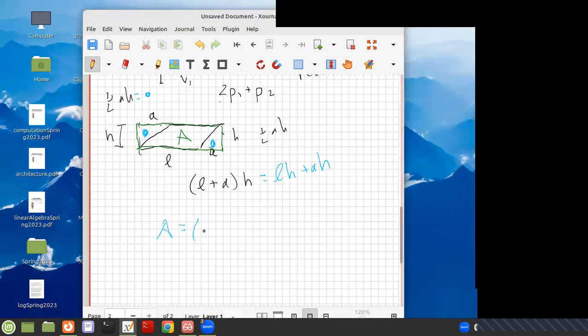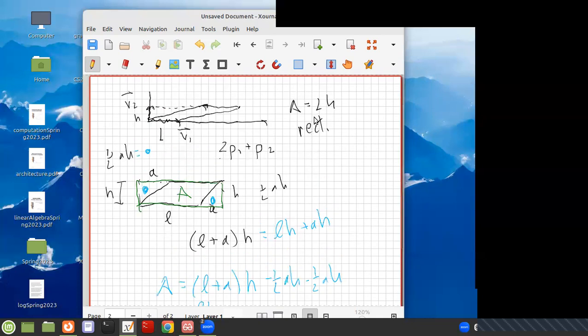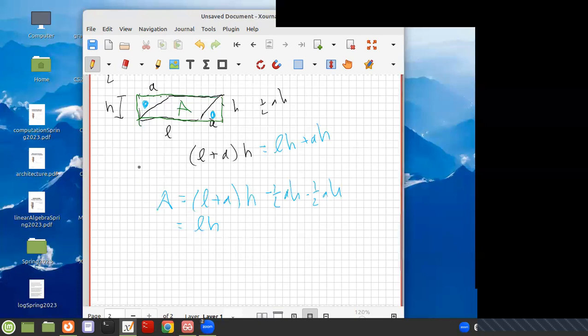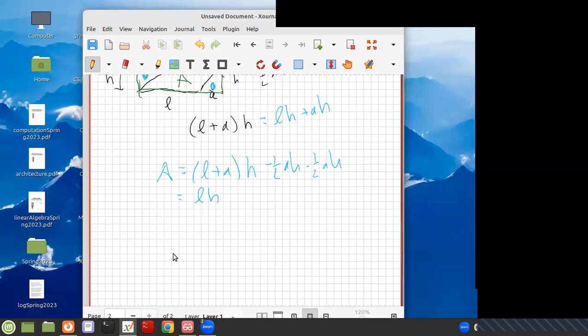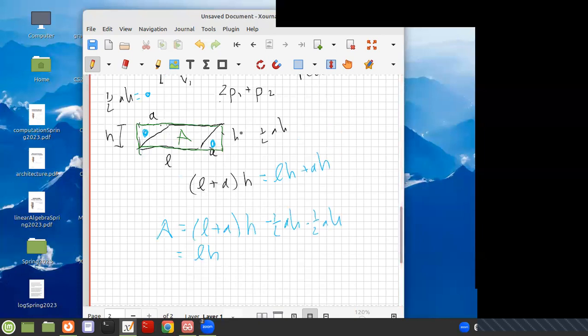A is going to equal (L plus A) times H, minus 1/2 AH, minus 1/2 AH. You can see that this is AH, this is minus 1/2, minus 1/2. This is just going to equal LH, which is the original area, L times H. The point is that the area of the parallelogram, even though it's shifted over, is just, I don't know if you remember, the base times the height. This is the derivation of that.